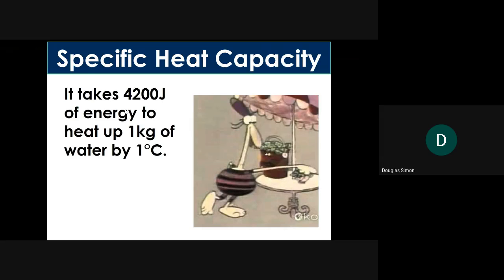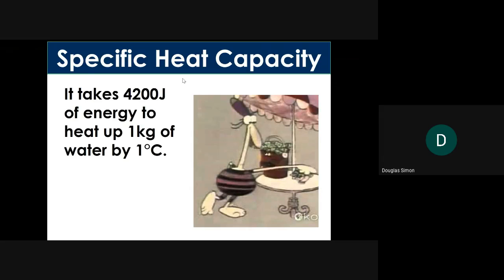If you wanted to heat 1 kilogram by 2 degrees Celsius, you would need 8,400 joules. If you wanted to heat up 2 kilograms by 2 degrees Celsius, you would need 16,800, and so on. So the heat capacity literally just means how much energy it takes to heat up a kilogram by 1 degree Celsius, or equivalently 1 degree Kelvin.